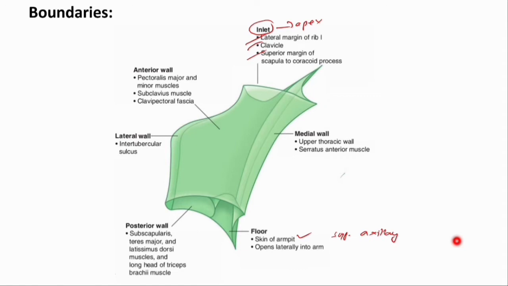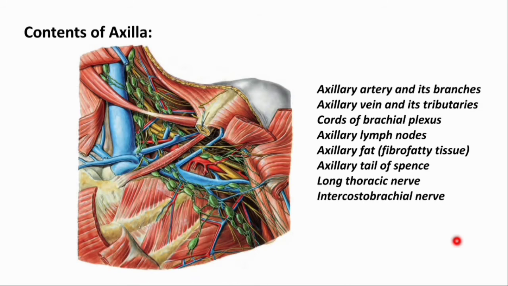The anterior wall is formed by pectoralis major and minor muscles, subclavius, and the clavipectoral fascia. Whereas the posterior wall is formed by the subscapularis muscle, teres major, the latissimus dorsi, and also the long head of triceps brachii muscle. The medial wall is formed by the upper thoracic wall and the serratus anterior upper four digitations, and the lateral wall by the intertubercular sulcus and muscles attached to it. Now let's see the contents of axilla.